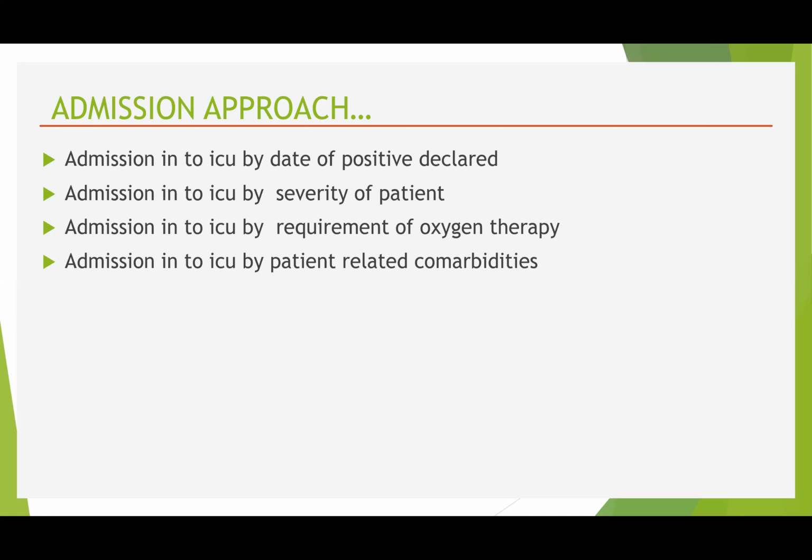And some ICUs admit by the severity of the patient. If the patient's severity is higher, he needs more care. Some will be high dependency areas and some low dependency areas. And some ICUs divide by the requirement of oxygen therapy. Some blocks are for a simple oxygen mask, some blocks HFNO, some blocks NIV, and some blocks mechanical ventilation. Like that, the patient should be admitted. And some ICUs admit by patient-related comorbidities.